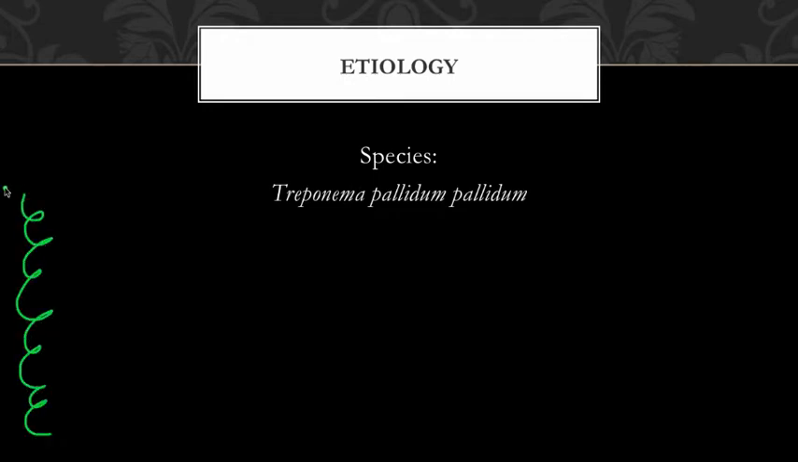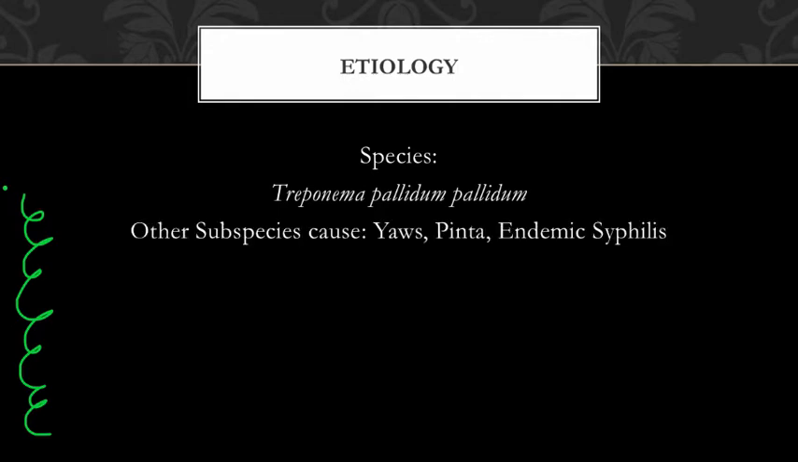While the subspecies Treponema pallidum pallidum causes syphilis, other subspecies of Treponema pallidum cause the diseases yaws, endemic syphilis, and pinta. But these diseases are very rare in American medicine. They can, however, cause false positive serologies for syphilis in American immigrants, which we'll touch on later.